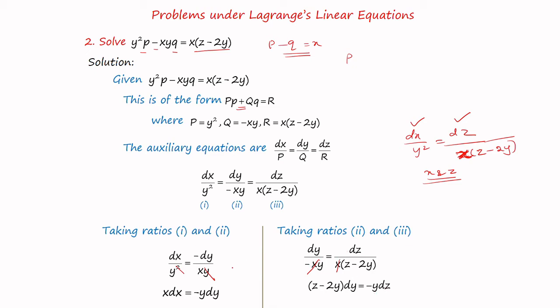We have to integrate this and get the two independent solutions. Then you combine those solutions, and you get the general solution of the Lagrange's linear equation problem. Now, this is our problem, isn't it? x dx minus, after simplifying, we get this. So we have to integrate this one. Here, x dx is there, y dy is there. So we can directly integrate this.